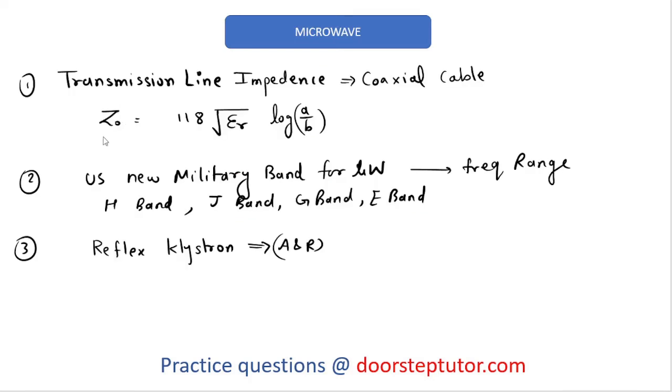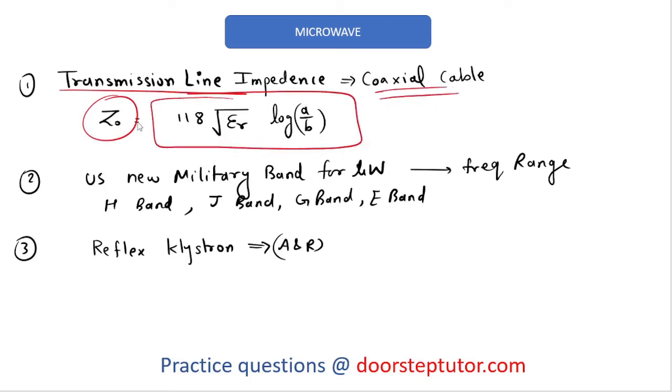From microwave, they asked a question related to the characteristic impedance of a transmission line for coaxial cable. This is the characteristic impedance. They also gave one question related to the frequency bands, H band, J band, G band, E band, for the US military. They had asked one question related to reflex klystron. That was an assertion reason based question.